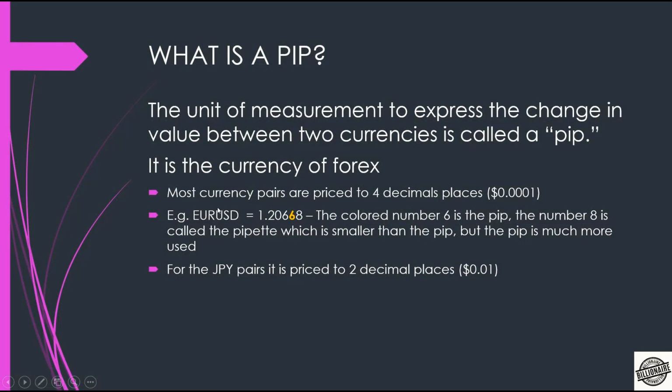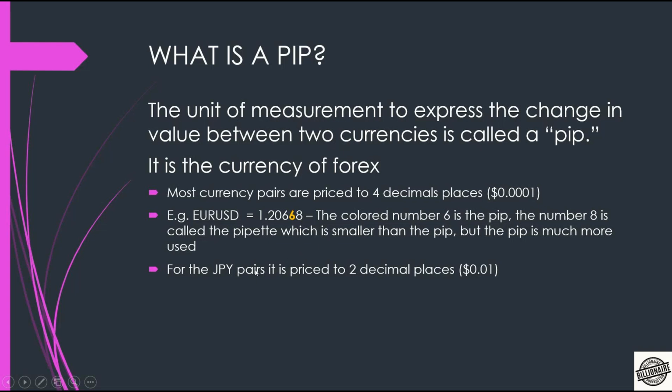Now, let's say you have EUR/USD equaling this number. Like I said, this number here, the orange one, is the pip. The number 8 here is the pipette. But like I said earlier, we don't really deal much with the pipette.